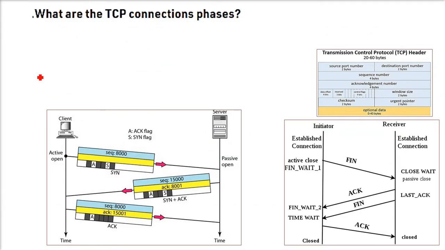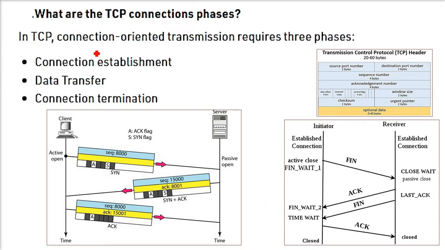What are the TCP connection phases? In TCP connections, there are three phases. The first one is called the connection establishment. This is also called the three-way handshake.